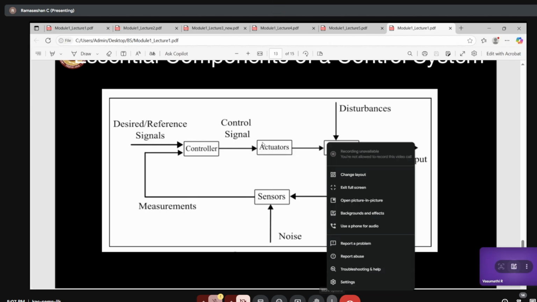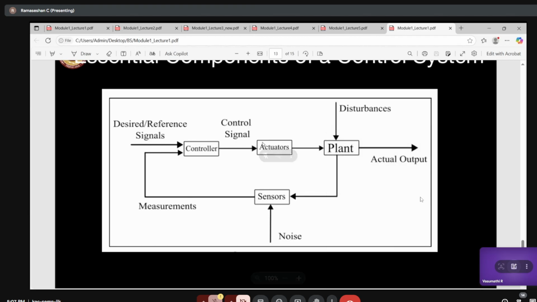Because voltage you cannot control. If it's an electronically controlled system, all you can control is the entry that you type, and based on that the actuator will actually produce that voltage. So the control signal can directly go to the plant also, if the plant is not so huge and doesn't require much energy.